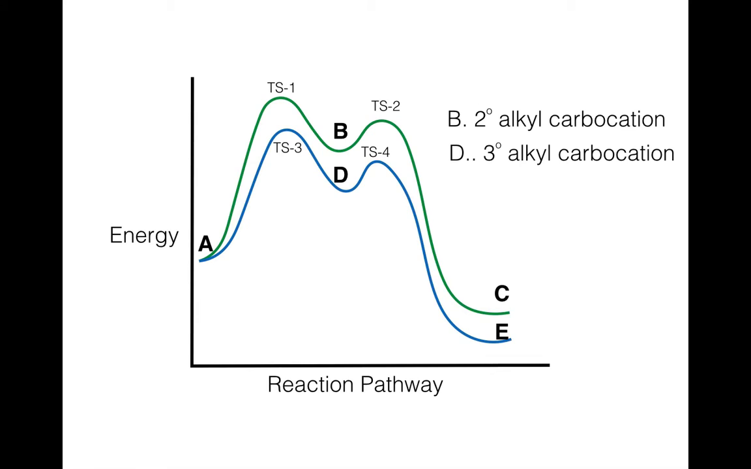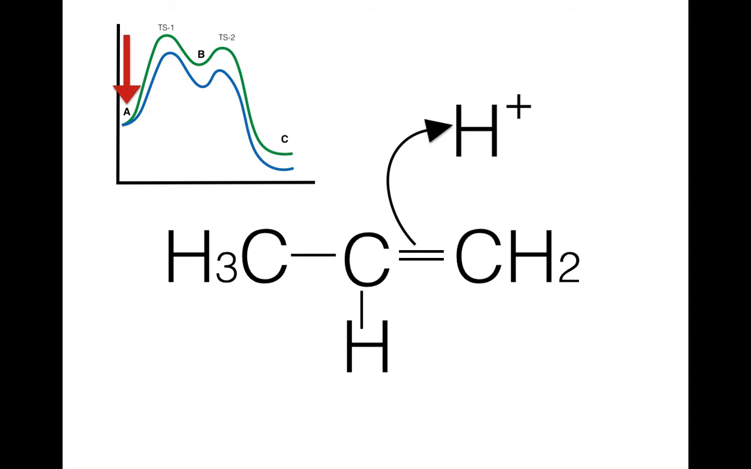Okay, so here we have an energy curve, a reaction pathway for a second degree alkyl carbocation, which is signified in the green, and a third degree alkyl carbocation, which is signified in blue. So if I look at this particular reaction that I've looked at in other videos, remember I have a hydrochloric acid molecule that I'm combining with the propene. So my hydrogen and chlorine will separate, and my beginning reactants, as you see, are signified by our letter A in our energy curve.